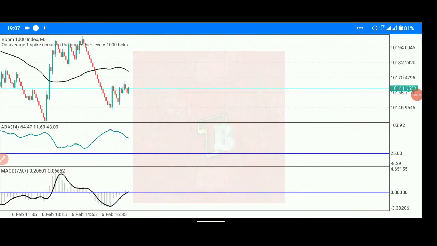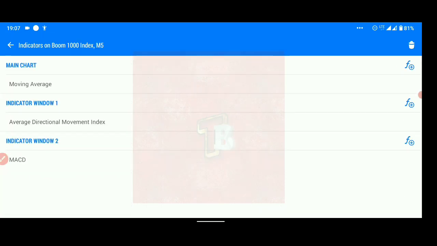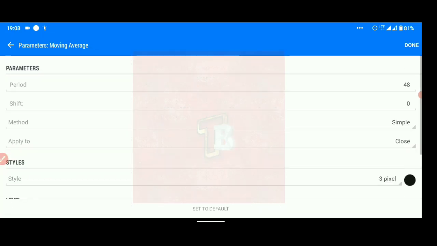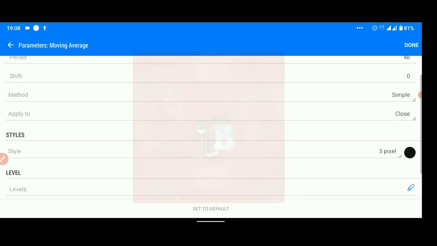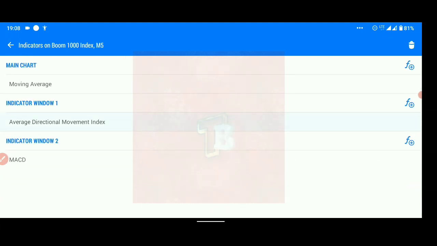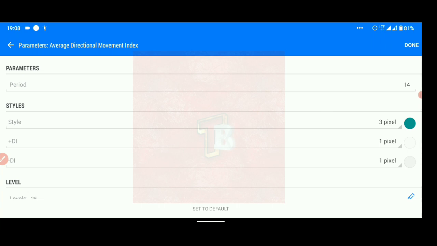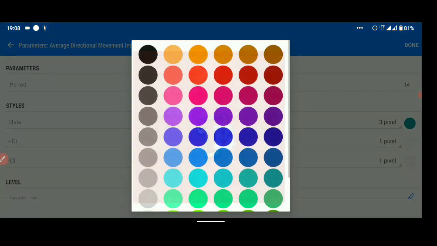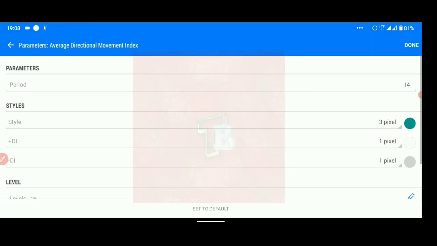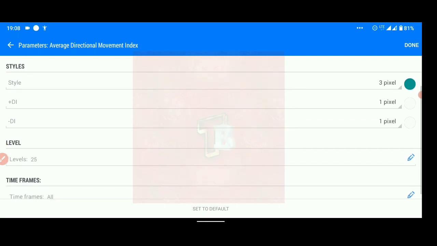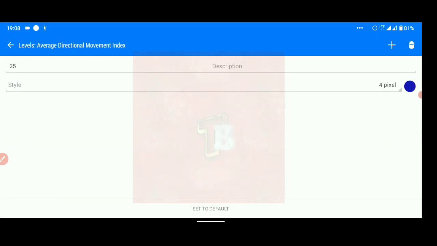Okay, so for the setup, I have moving average 48. Then the ADX, average directional movement index. The period is 14. The style is 3 pixel. We don't want the plus DI and minus DI, so you make them the color of your screen. I could have made it white, which would have been better. So the color of your screen, then the level is 25. That's the level you add, 25.